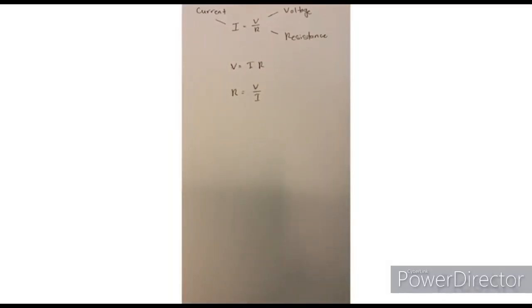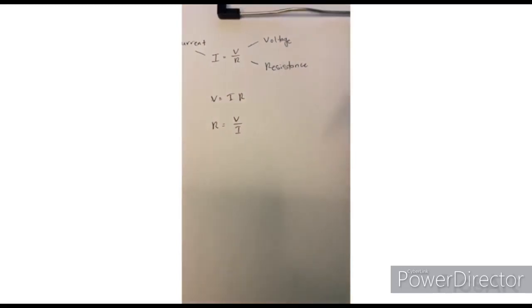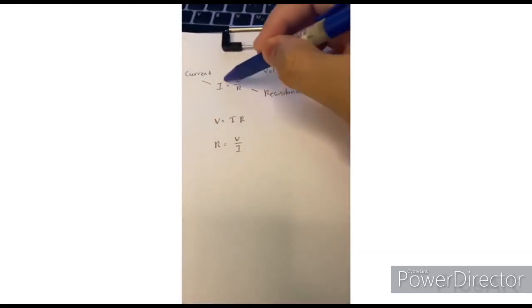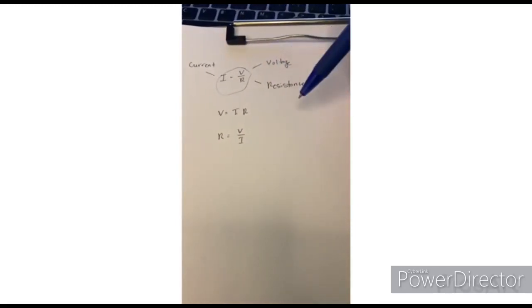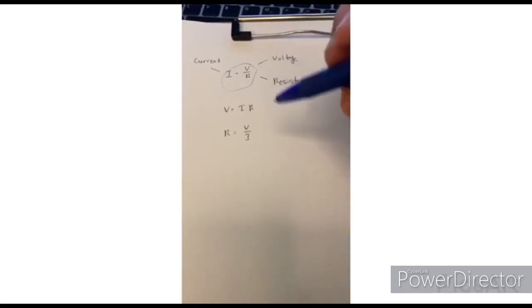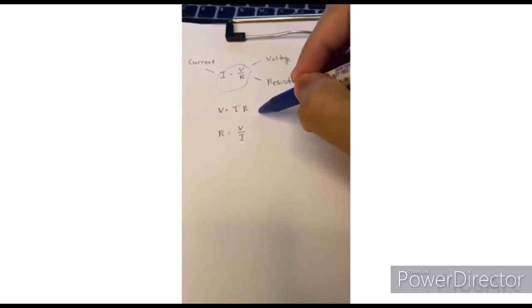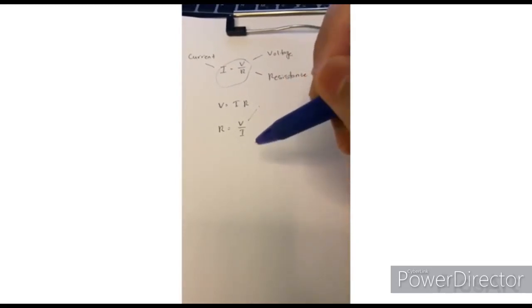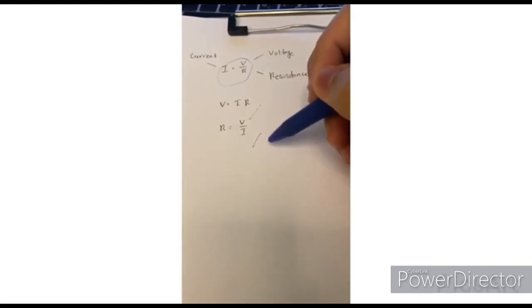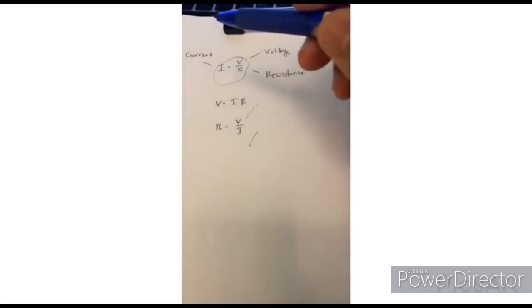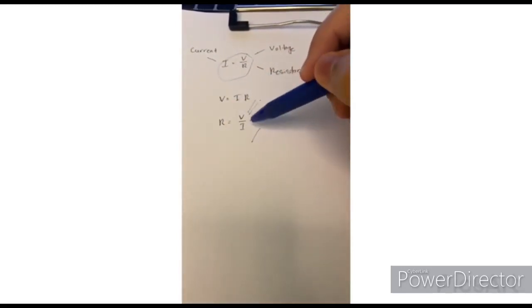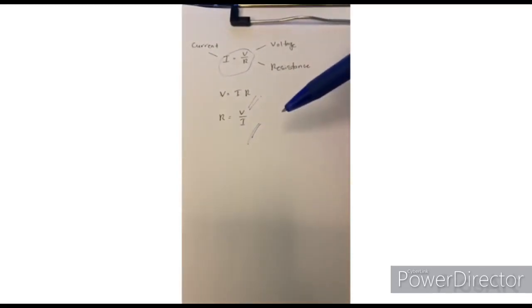What I mean is that current is proportional to voltage and inversely proportional to resistance. I is for current, V is for voltage, and R is for resistance. We can also write V equals IR, or R equals V over I. When we want to find voltage, we use this, and when we want to find resistance, we use this.